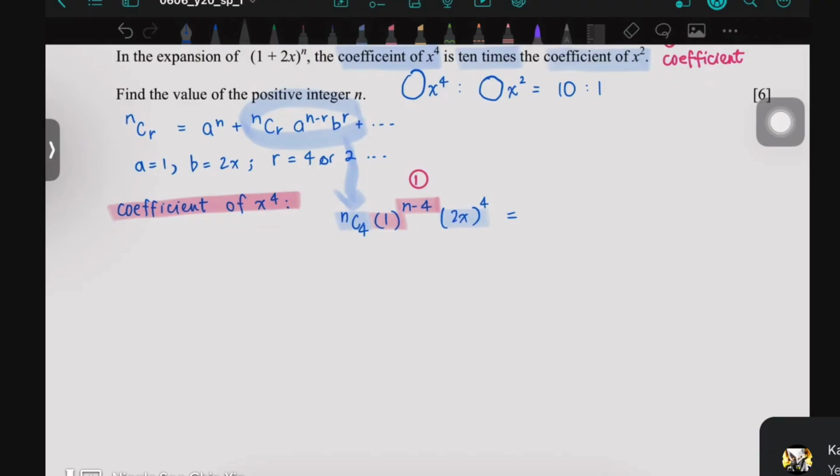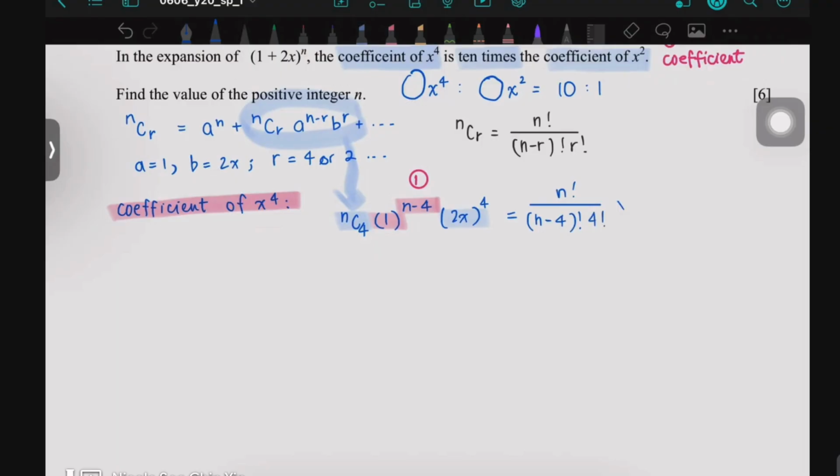One more thing. In your formula sheet, you have nCr. They give you n factorial over (n minus r) factorial times r factorial. Correct or not? So I have to use this formula to work on this part. From here I get n factorial over (n minus 4) factorial times 4 factorial, multiply, bring in my 2 and 4, 16x to the power of 4.